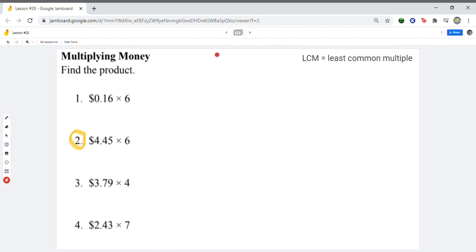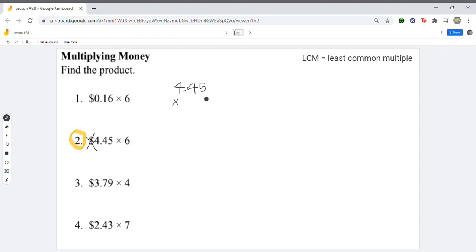So for the second section we're going to go over is multiplying money. It says find the product, and we're just going to go over number 2. It says $4.45 times 6. So multiplying money is just basically multiplying. For now, I'm just going to ignore the dollar sign. I'm going to add that later. So now we're just going to multiply decimals like we usually do.